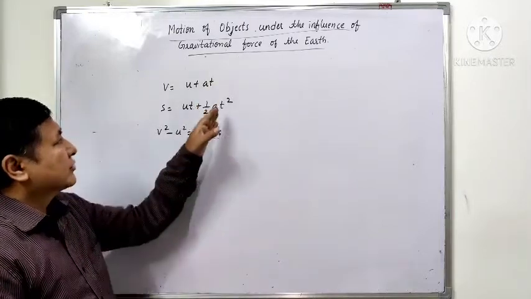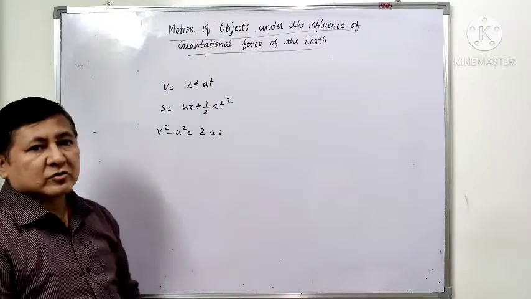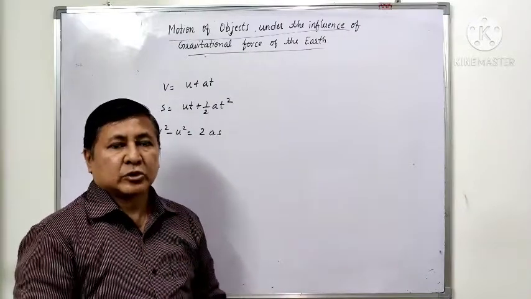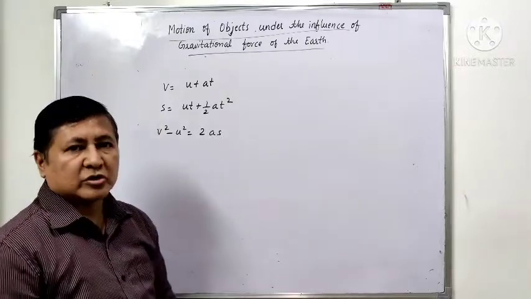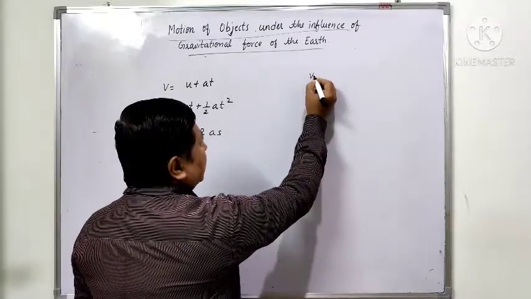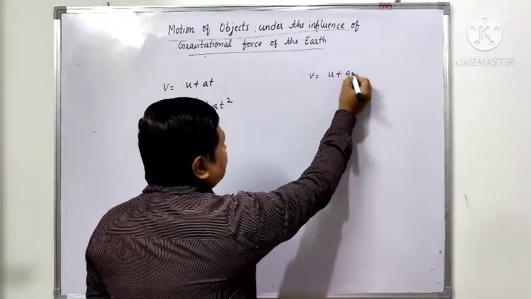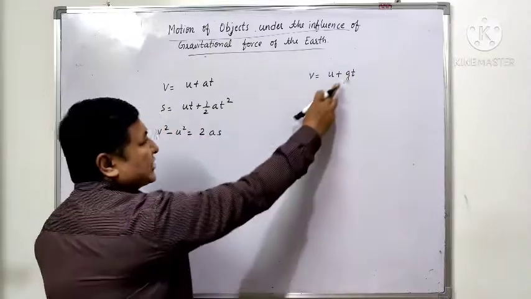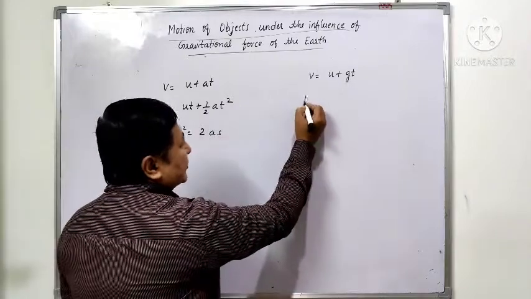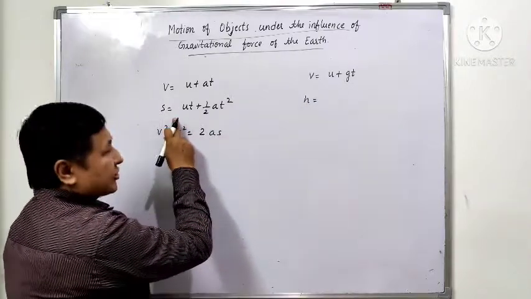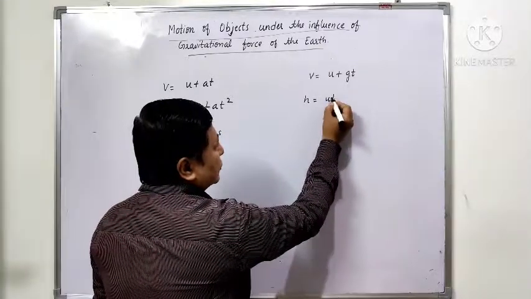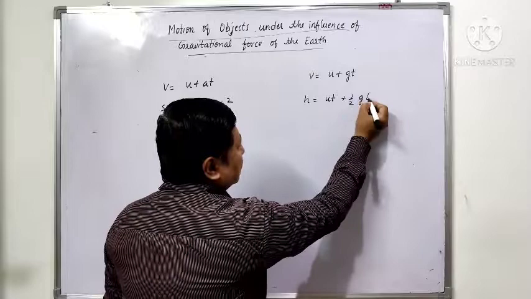But if we consider the motion of an object under the influence of the gravitational force of the earth, that means when we throw an object upward, it comes down. In that case, the equations of motion will change slightly and we will write v = u + gt, where g is the acceleration due to gravity. And the second equation, h = ut + half at square, we are writing as h = ut + half gt square.